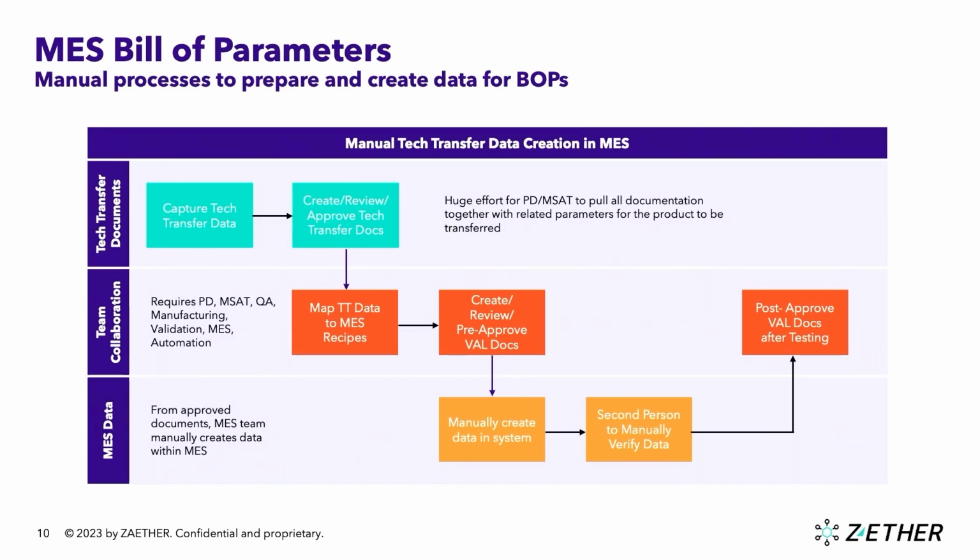So starting from the top, we're working with the initial data capture, capturing that tech transfer data, and this is specifically an example of exactly how bill of parameter data capture would work. In this case, we have to get that data and create the documents, either written by an operator in Word or somehow captured in Excel or however it's written. Then that needs to be evaluated and approved by either PD or MSAT, whatever teams are required to consolidate and make sure that information is contextualized properly.